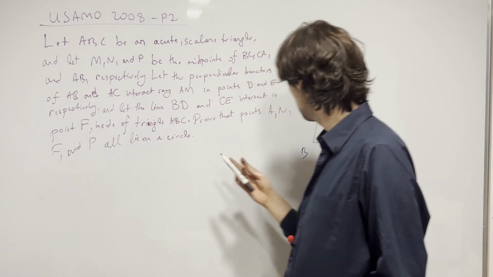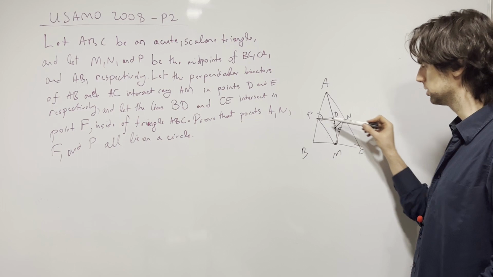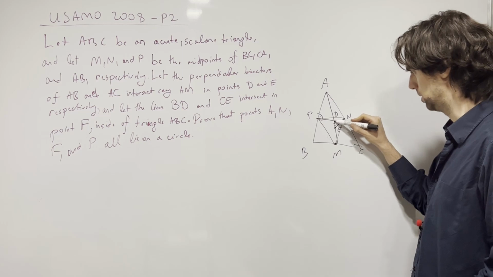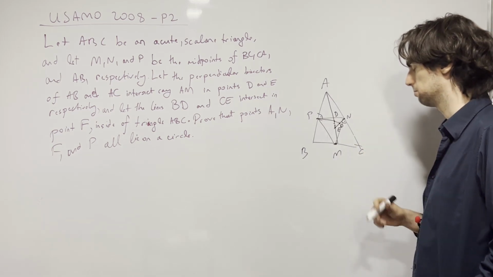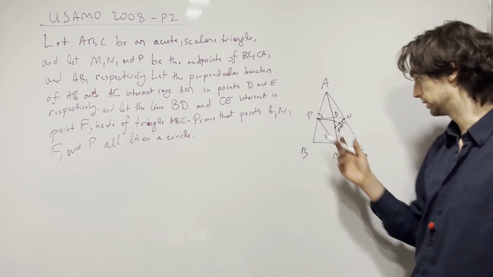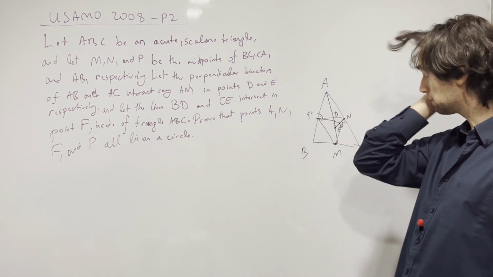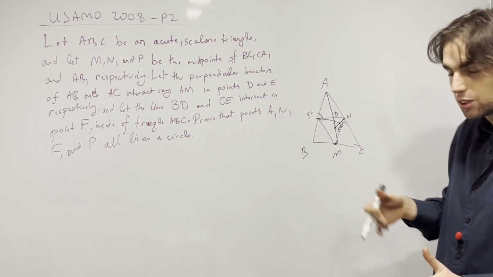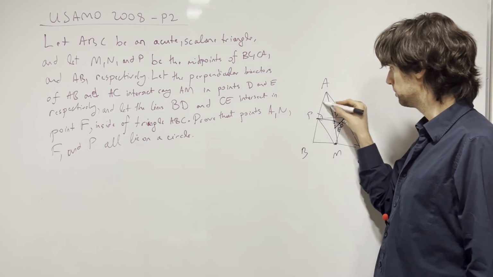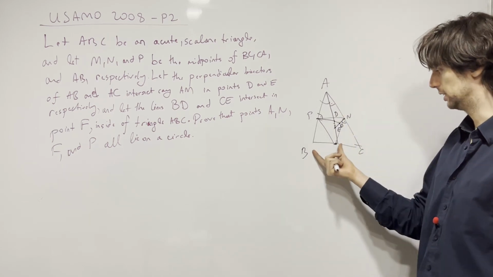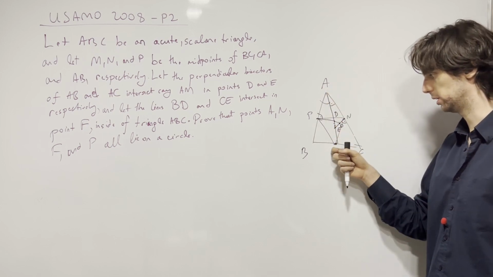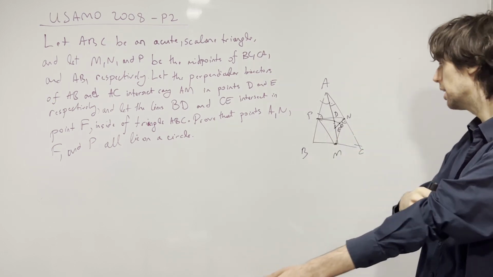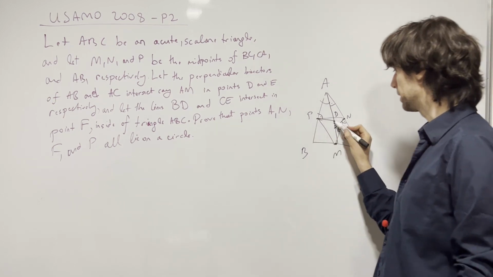We need to prove that this point F lies on the circumcircle with diameter AO. So the first thing for us to do would be to see what the angles are here. If you know anything about this, when you connect a vertex with the midpoint of the opposite side, these angles aren't well known. You can express them trigonometrically, but overall, not the most well-known thing.